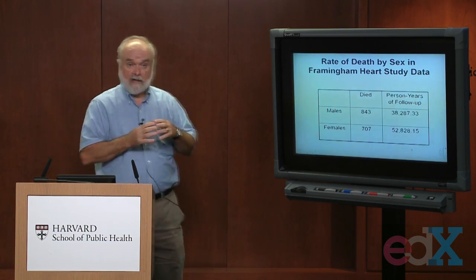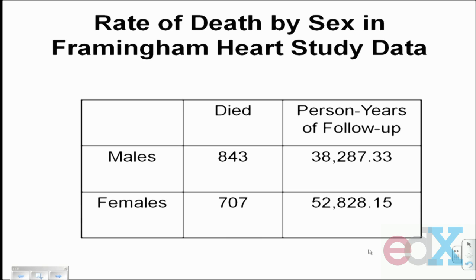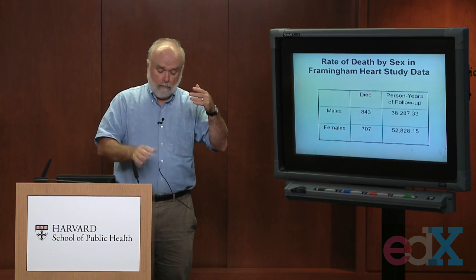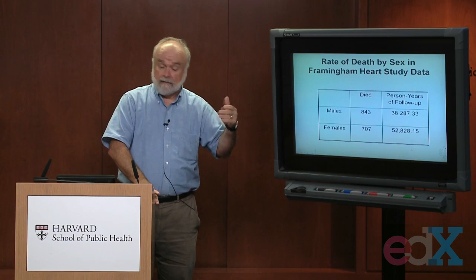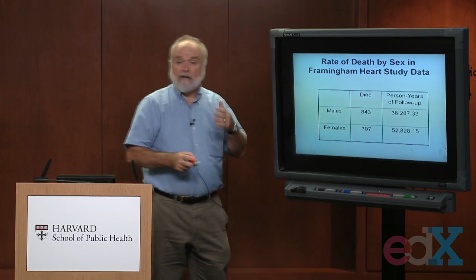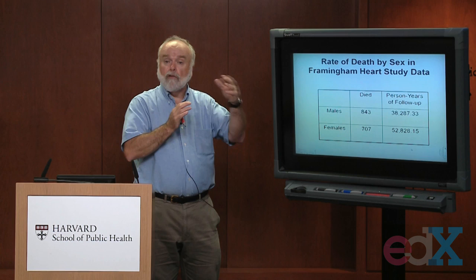So what I have in this table here is the experience of the men and women in your Framingham data set when they were followed for 24 years, with mortality as the outcome of interest. So instead of talking about men and women, what we have here are person years. How many total person years were being observed when you followed all the men in this study?